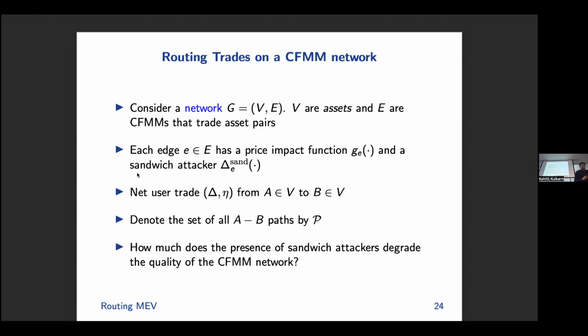And now we want to ask how much the presence of these sandwich attackers degrades the quality of the network for this user, if the user is doing this kind of equilibrium routing, where they are in fact choosing paths in which all of their costs are equal. I'll define what that is in a second. So this is a slightly weaker question, which is: maybe we don't want sandwich attackers to always improve the quality of the network, maybe we just want them to hurt the network minimally, or as little as possible.